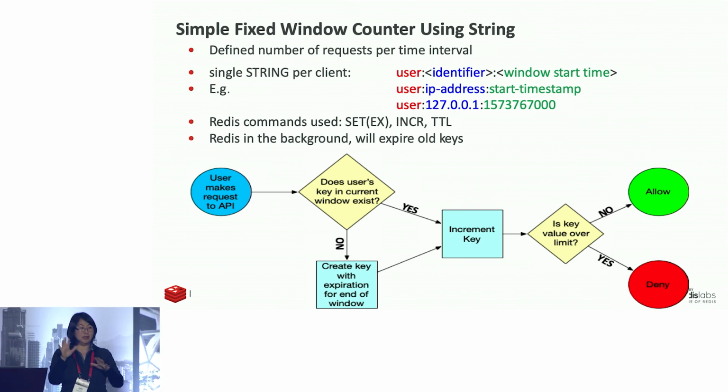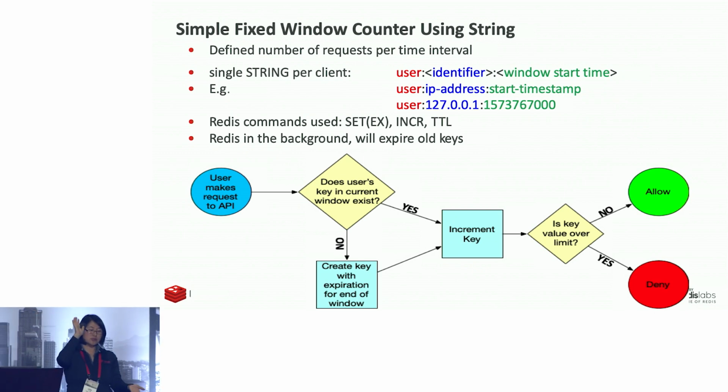So that's a great thing. You don't have to worry about whether you should expire it or not, right? Redis handles the expiry. So the workflow is: the user makes a request to the API, and it goes through a decision tree. Does the user's key exist in the current window of time? No: create the key. Yes: increment the key. Is the key value over the limit? Yes or no: allow or deny. Really simple, right?